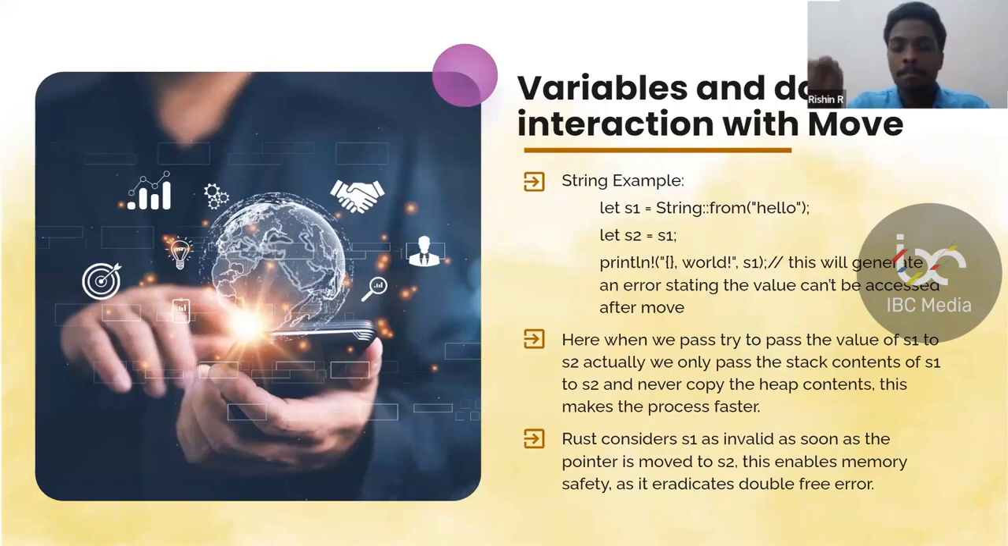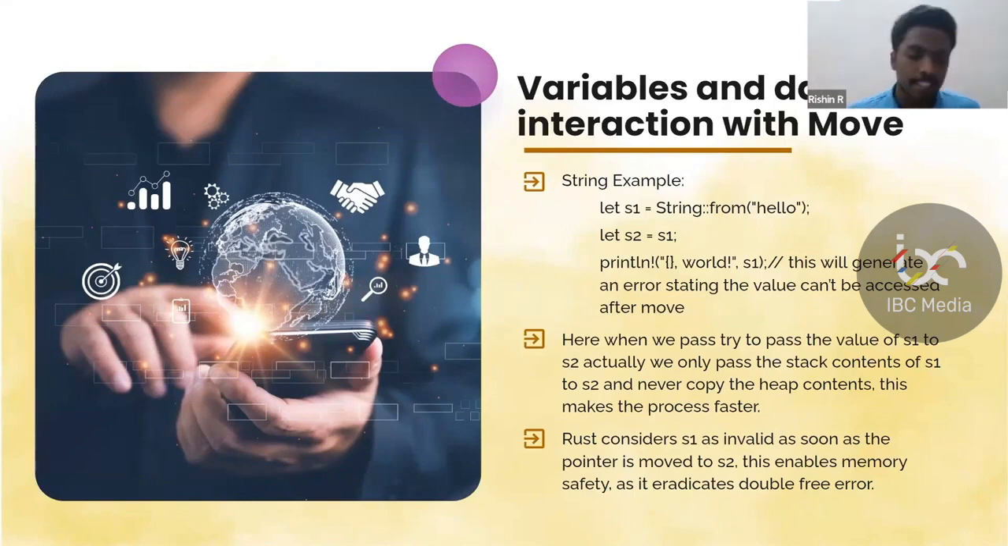So once you copy the pointer of the string hello from S1 and place it in S2, the issue is S1 no longer has control over hello. It is always with S2. Okay, and that is a shallow copy, and Rust does not do a deep copy by default.